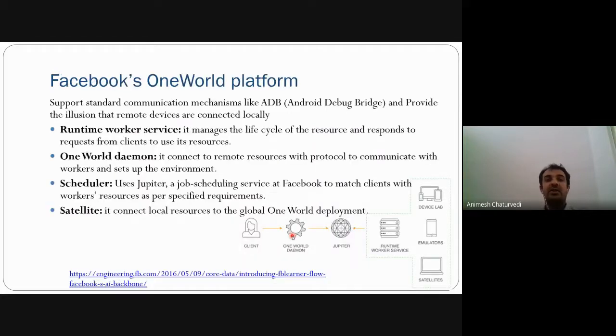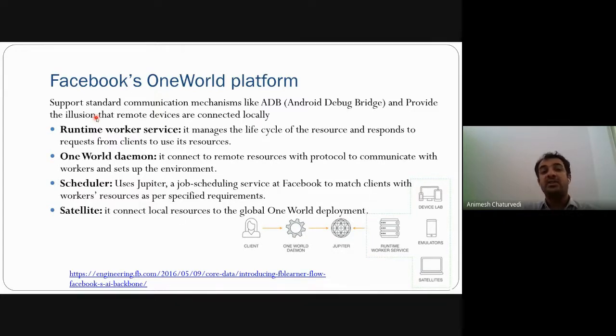Then next, we'll discuss the Facebook OneWorld platform. What is the Facebook OneWorld platform? It basically supports some standard communication mechanisms like Android Debug Bridge. So what is ADB? It's like an artificial emulator that you can run on the laptop, which acts like a mobile phone. But why do you run this emulator? To test and debug the Android app that you are developing. So you keep on developing that app on your laptop, and on the same machine you can have that emulator, ADB, for testing purposes.